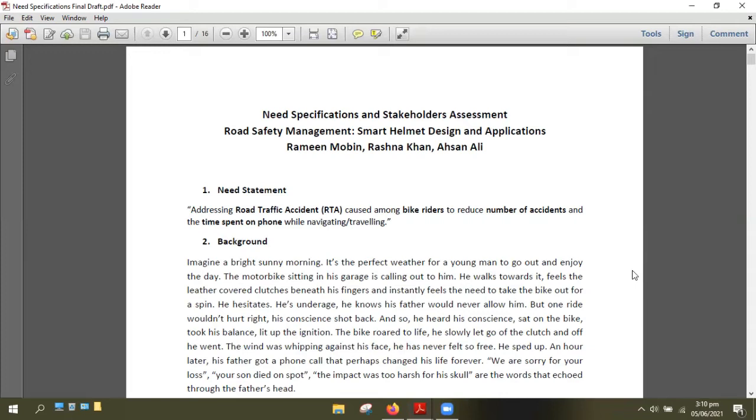If you read the need statement on the screen, you can clearly see there are three parameters which clearly convey this information: what the problem is, which is the road traffic accident; who the stakeholder is for whom the solution is being designed, which is the delivery riders or bike riders in this case; and the parameters upon which we will be measuring the efficiency of our solution, which will be the number of accidents and the time spent on the phone.